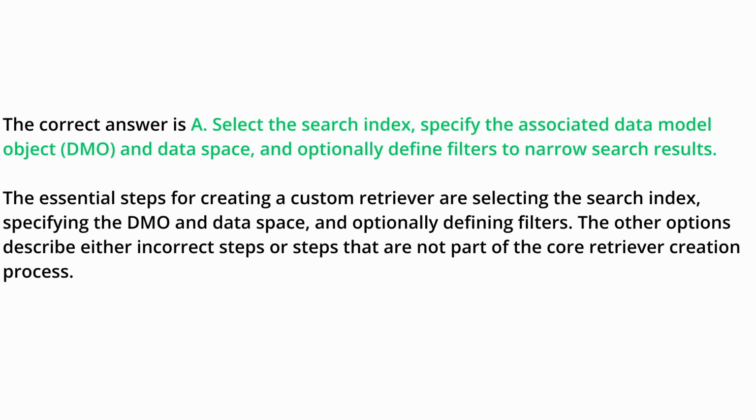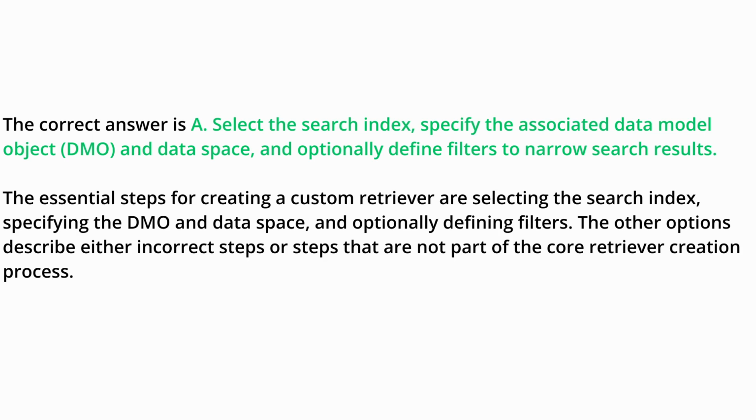The correct answer is A. Select the search index. Specify the associated data model object, DMO, and data space, and optionally define filters to narrow search results. The essential steps for creating a custom retriever are selecting the search index, specifying the DMO and data space, and optionally defining filters. The other options describe either incorrect steps or steps that are not part of the core retriever creation process.